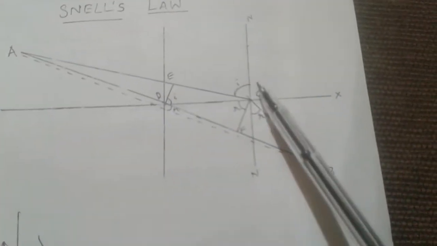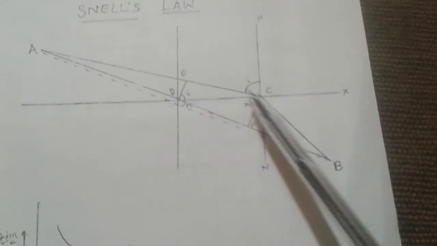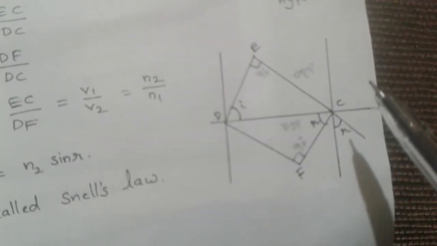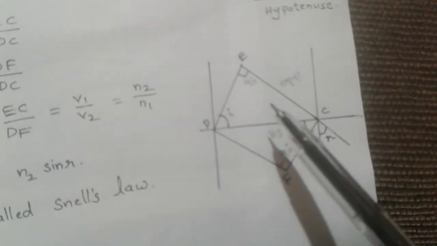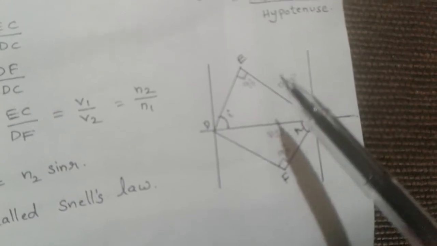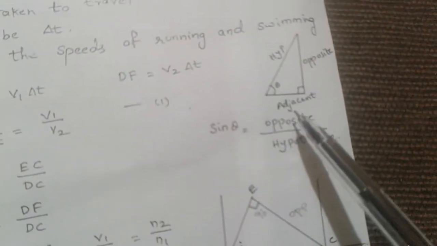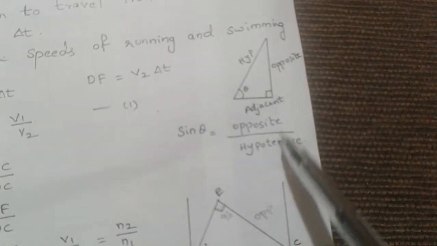Coming to the right angle triangles, from this diagram we can observe DEC and DFC. They are right angle triangles. To make it clear, I have drawn them here. See, these are right angle triangles. From this we have to take sin I. So what is sin I? This is one of the trigonometric ratios used in right angle triangles. Sin theta is equal to opposite side by hypotenuse. This is the opposite side and the hypotenuse.